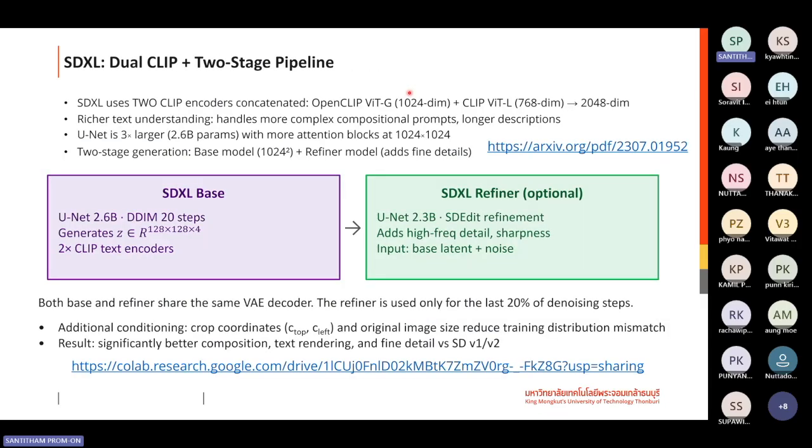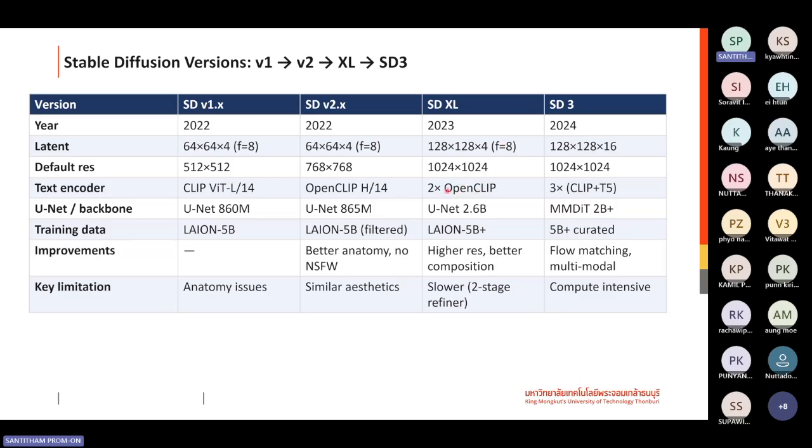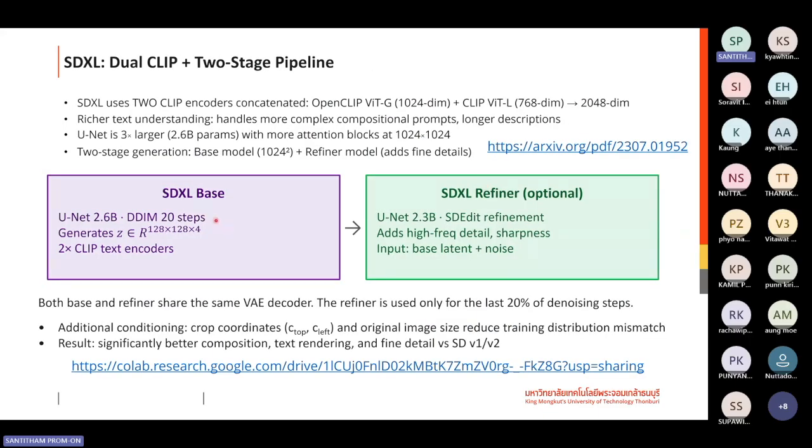So SDXL contains the dual CLIP. It has two text encoders, which allow it to feed the encoded condition to different networks. One is called the base network, and another is the refiner. SDXL uses two CLIP encoders, OpenCLIP with G and OpenCLIP with L, concatenated to one another, which allows a richer context. The UNet is larger, at 2.5 billion parameters.